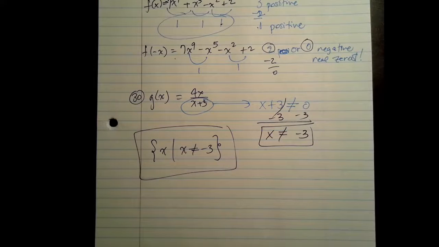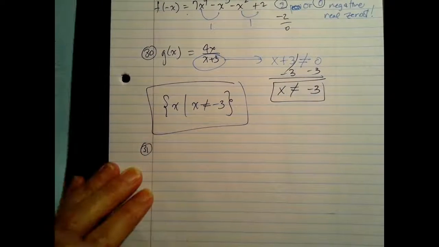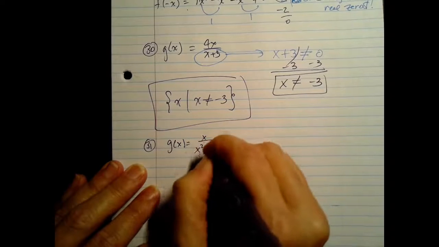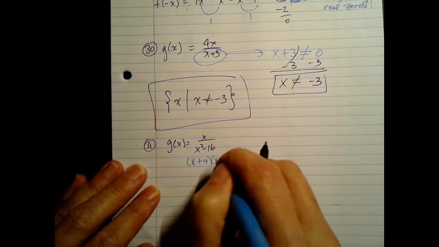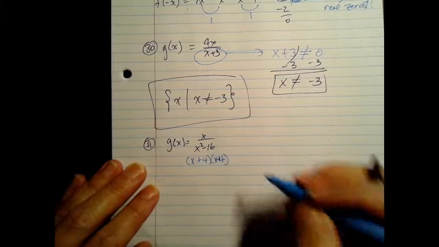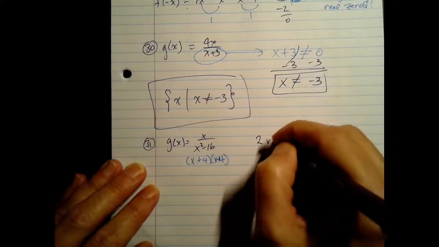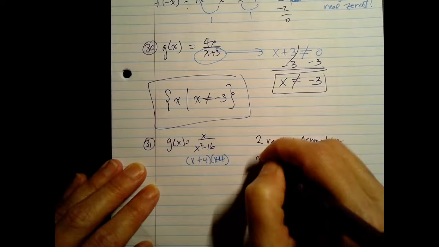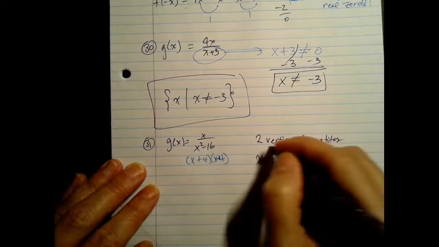Number 31, vertical asymptotes. I think we did this one in class already too. So for vertical asymptotes, remember you're factoring that denominator. So factoring your denominator, remember it is a difference of squares. And so it is x plus 4 times x minus 4. Nothing divides out from numerator to denominator, so there are no holes. So these are your two vertical asymptotes. x equals -4 and x equals +4. So remember, those are vertical, they're going up and down.